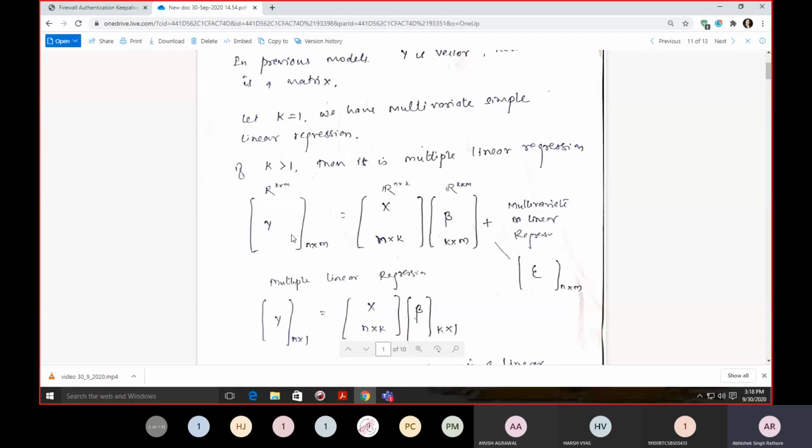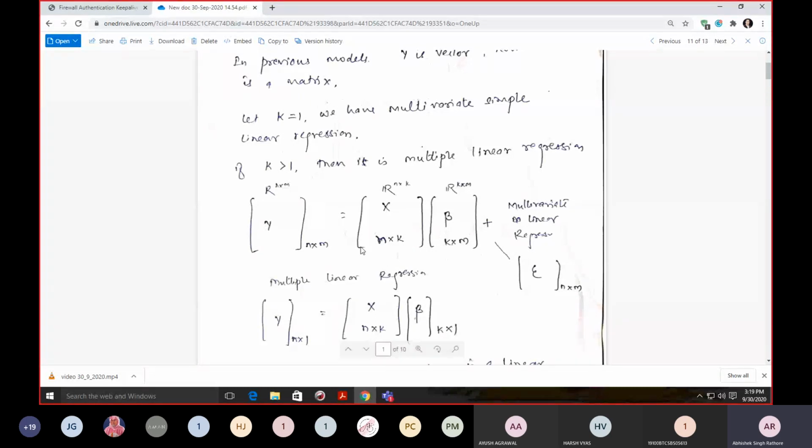So I'm just again saying that this multivariate linear regression is represented as Y, an n cross m matrix, where Y belongs to the real numbers of dimension n cross m, and this is just Y equals X beta, where X is an n cross k matrix, and this beta is the unknown variable. So we have a k cross m matrix of unknowns. We have to estimate all these variables, plus some error matrix. So this is my error matrix.